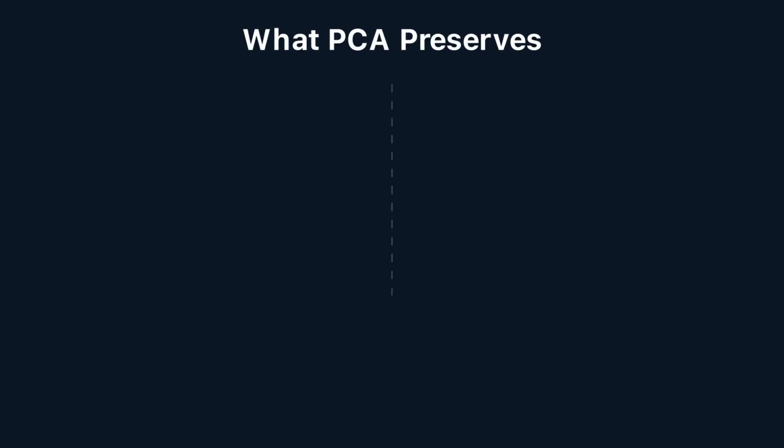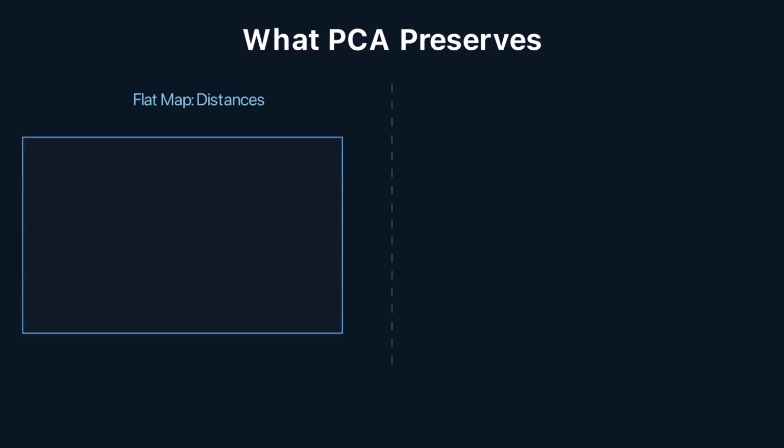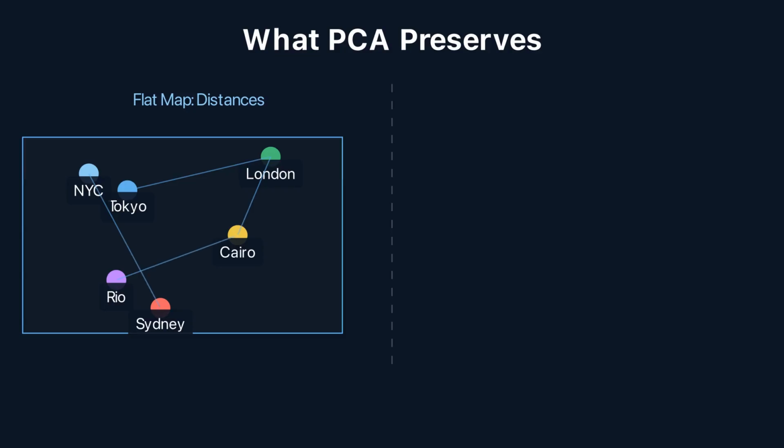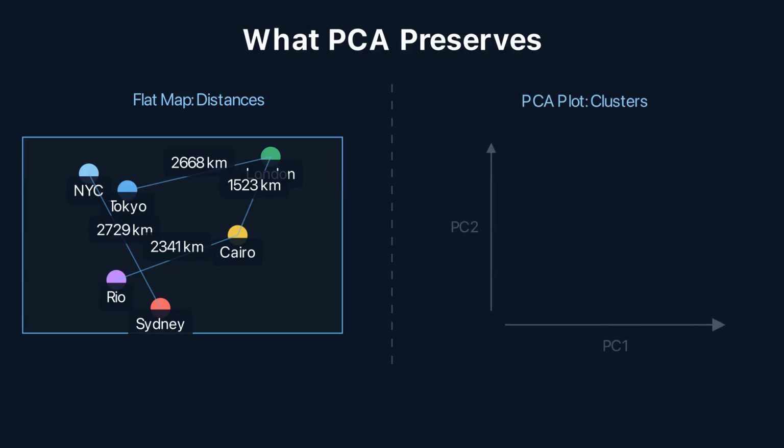What does PCA preserve? Global distances on the satellite map. The distance from Tokyo to London is proportional to the actual distance. In PCA, the distance between two samples reflects their overall difference across all features. Global structure. The continents are in the right places relative to each other. In PCA, major clusters, tumor versus normal, immune versus epithelial, are separated proportionally to their true biological differences.